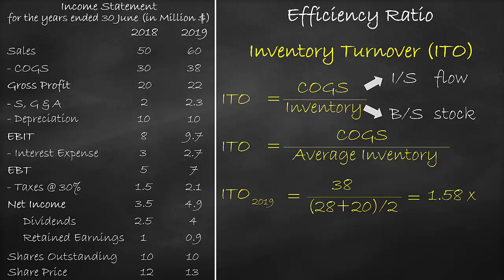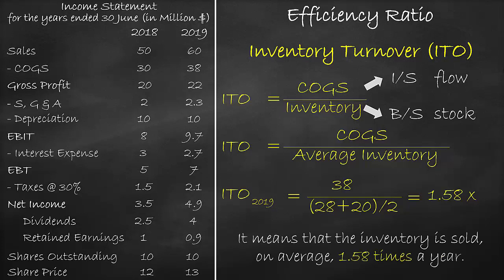The unit of the inventory turnover is times. This means that the inventory is sold, on average, 1.58 times a year. The higher the inventory turnover, the better.